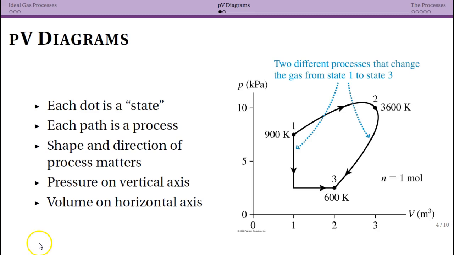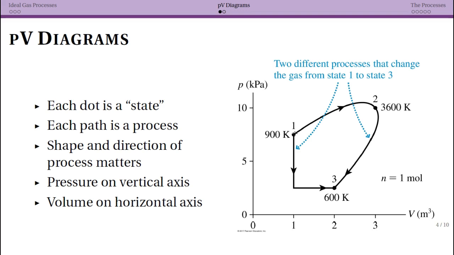When we talk about ideal gas processes, we almost always represent them with PV diagrams. These are called PV diagrams because we have pressure, P, on the vertical axis, and volume, V, on the horizontal axis. What we're going to be drawing are dots and lines. Each dot represents a state, one of the states that the gas was in. Each path is then the process of transforming it from one state to another.